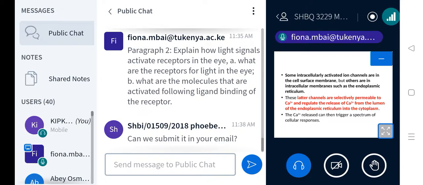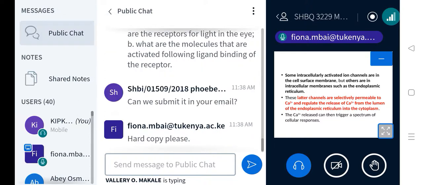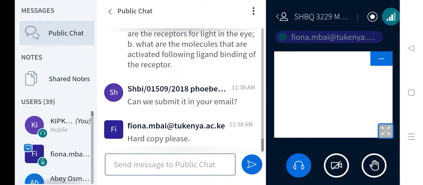No, you cannot submit to my email a hard copy, because I need to print all these things, and sometimes you people double submit. That's not going to happen. So I would prefer this is okay.